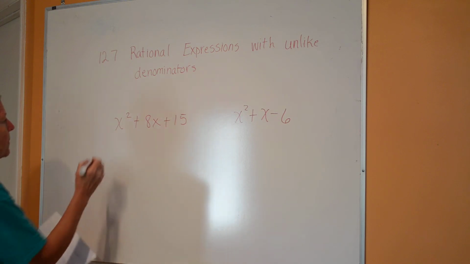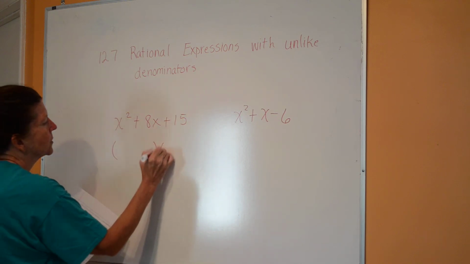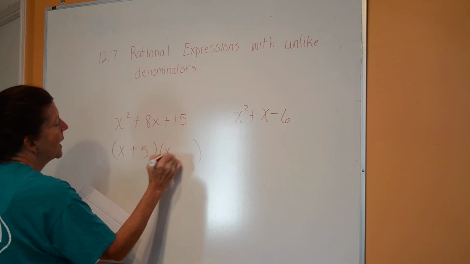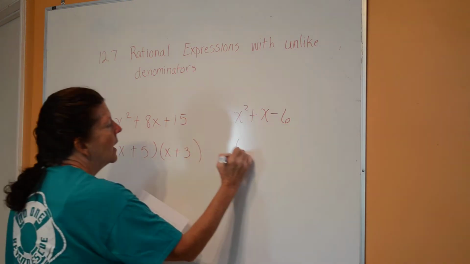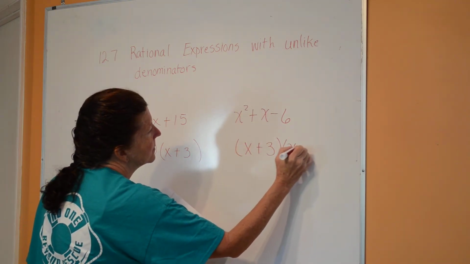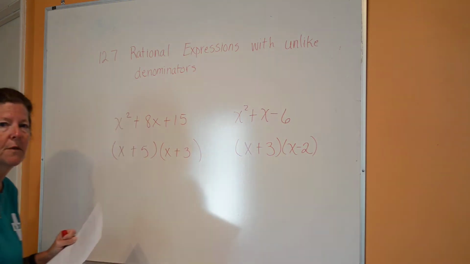What I'm going to do is factor first. So I have an x plus 5 and an x plus 3. I have an x plus 3 and an x minus 2. That's what those two factor into.